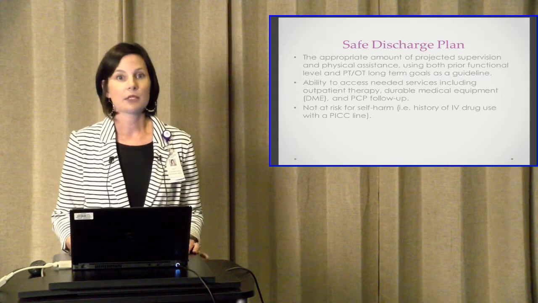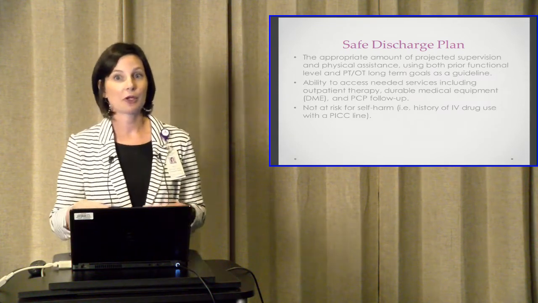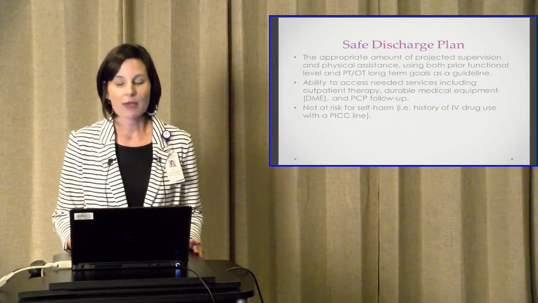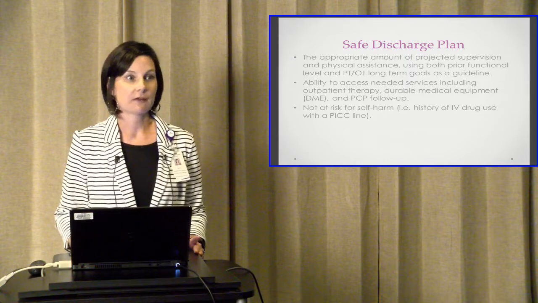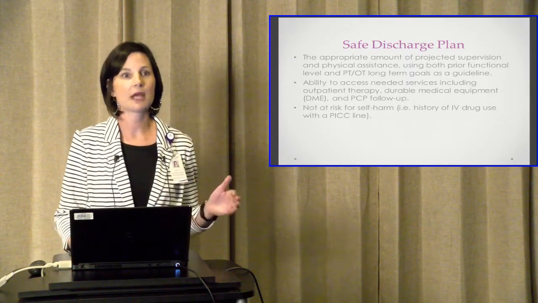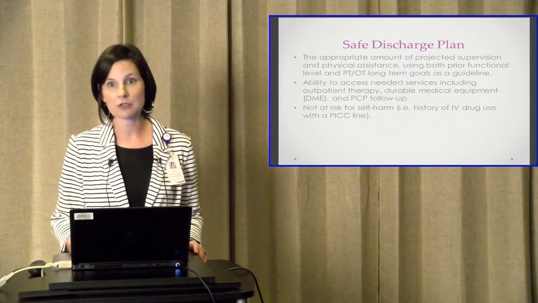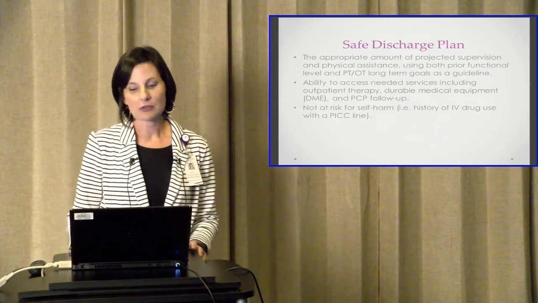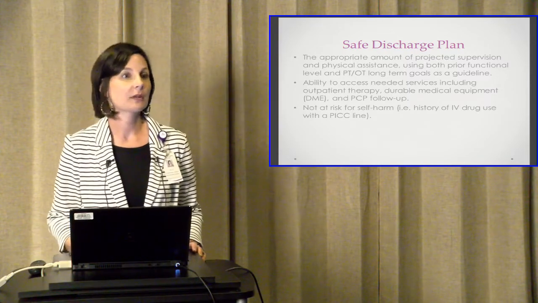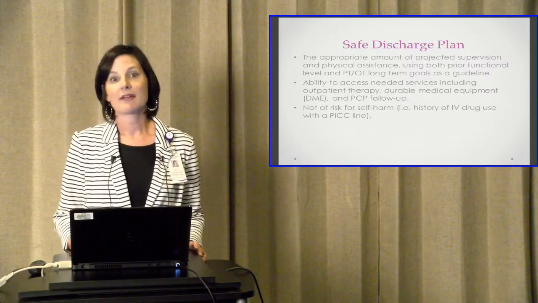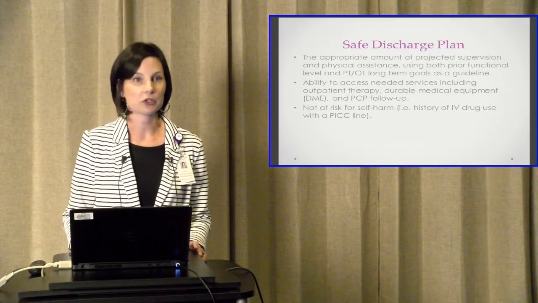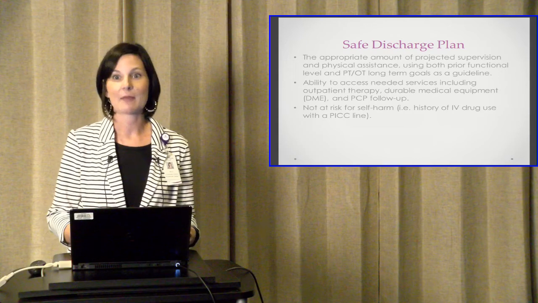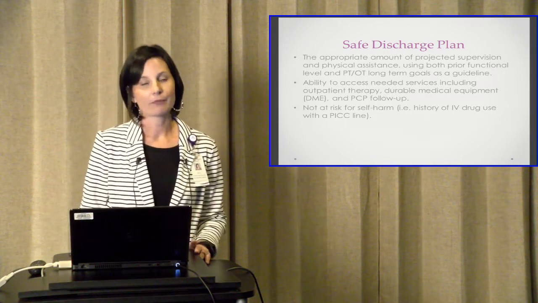So we can make sure that they can get approved through Medicaid before they discharge from our rehab facility. And we have to make sure that our patients are not going to be at risk for self-harm. This has come into play, particularly in the last couple of years, as IV drug use admissions and some of the functional fallout from that IV drug use. We get a lot of referrals for patients who are going to be on IV antibiotics at home, but they have a history of IV drug use, and so that's not a safe discharge. And then they would end up staying with us on rehab until they complete their IV antibiotics.